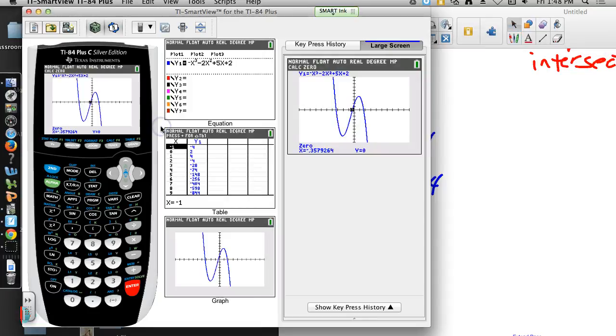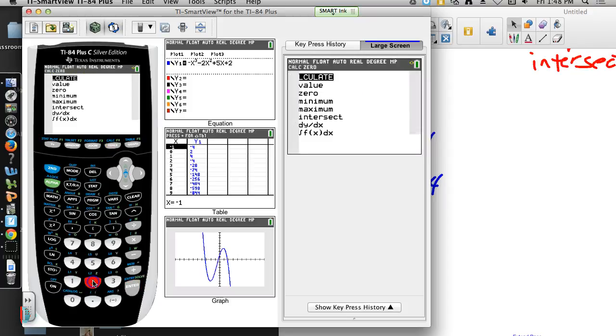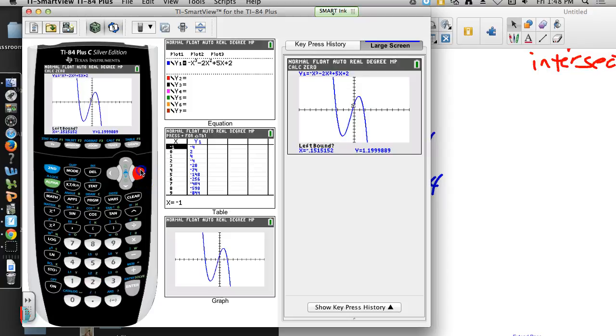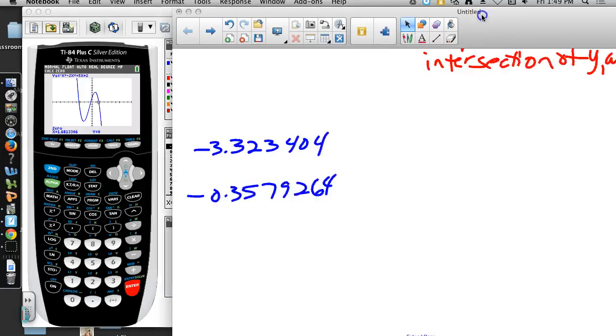And one more time. Second trace, and we need number 2, and we'll move this into position, and this time it needs to be above it in order to be to the left of the intersection, and then arrow to the right, and enter through guess, 1.68133306.